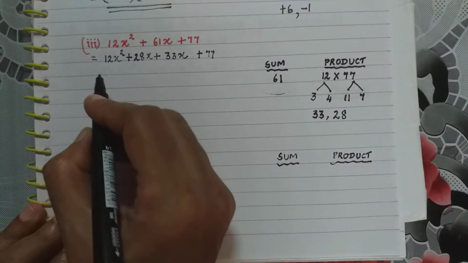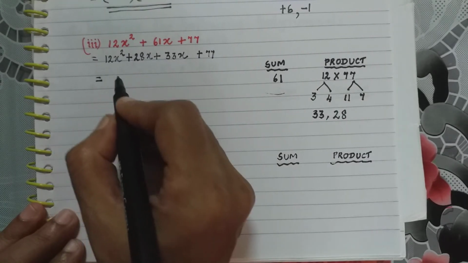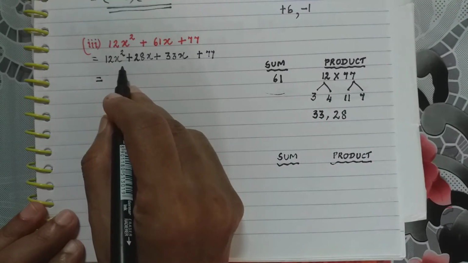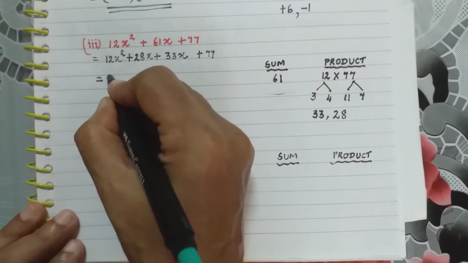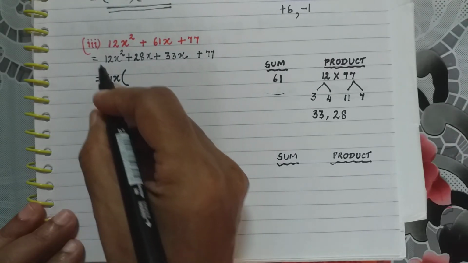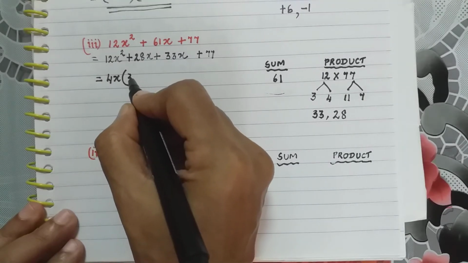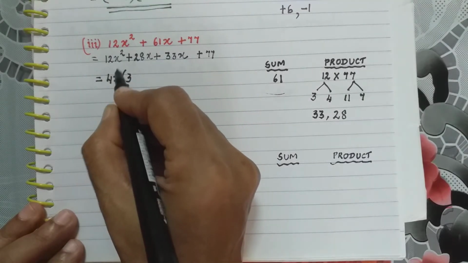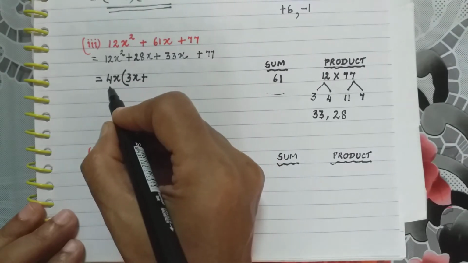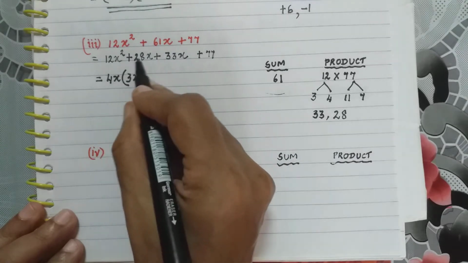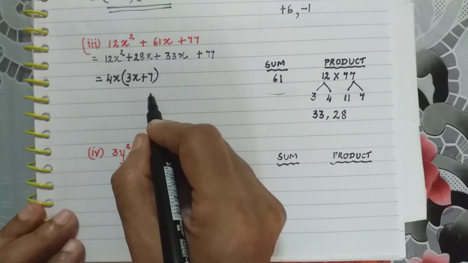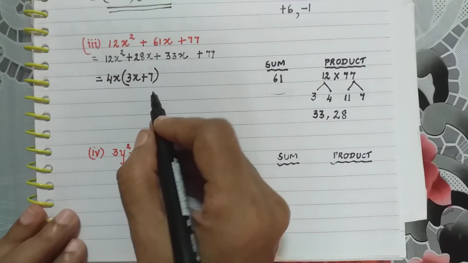So now I look at how I proceed to the next step. I have 4 common in both of them. Also x is common. Therefore I have here 4x. Then I put the bracket. 4 goes in 12 3 times. Here there is x square. So x goes in x square x times. Then the plus sign. Now x and x is as it is. 4 goes in 28 7 times. So this becomes 4x into 3x plus 7.